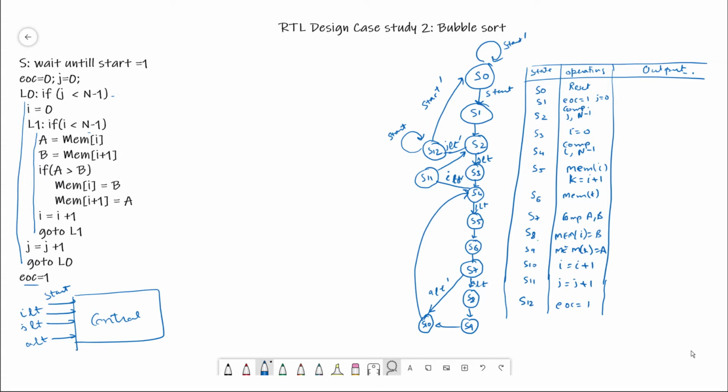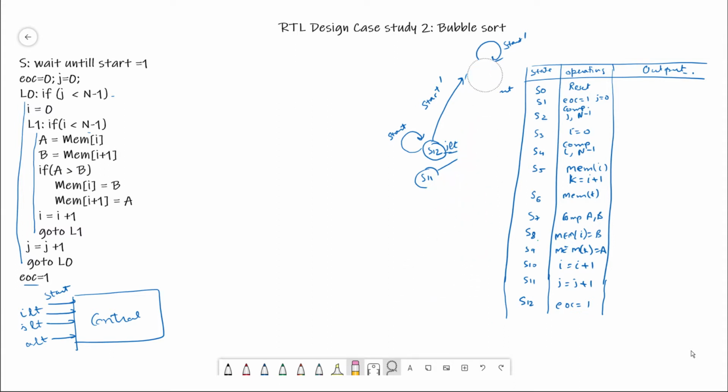Now let us look at the data path part. For the data path part, I'm going to erase this, because this is no more required. We just need to understand what operations are being performed in each of the states, and that is mentioned in this table. So let us first erase this state table and let's focus on the data path.